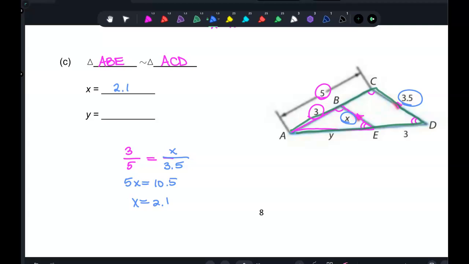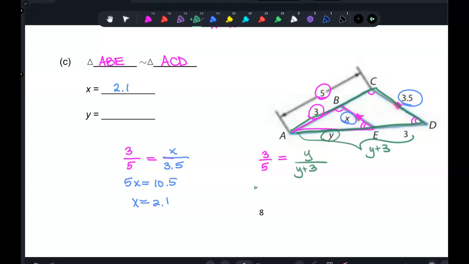Then for y, I'm going to use the same ratio. I'm going to use 3 over 5. And on the other side, I'm going to compare y. Now be careful, I want the entire side, so if I combine y and 3, that's going to be y plus 3.